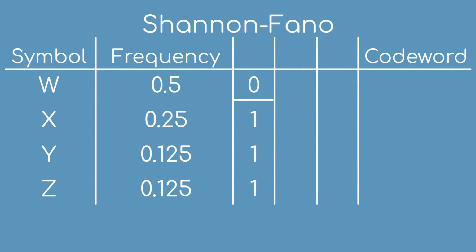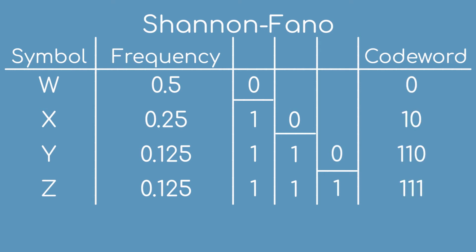The top can no longer be divided, so we have to move on to the lower half. We now divide the lower half in two. Since X has a probability of 25 and Y and Z sum up to 25, we can divide it again and then assign our zeros and ones. Lastly, we divide Y and Z, assign their zeros and ones. And finally, we can assume each symbol's code word.